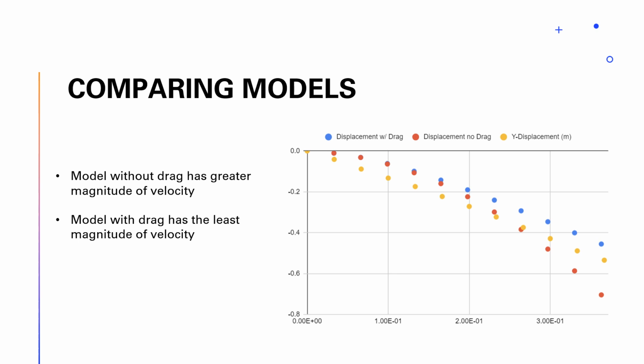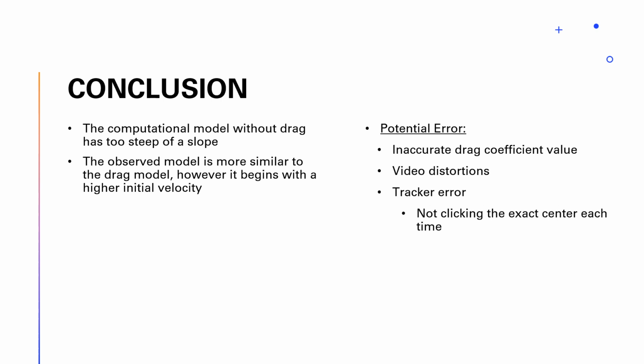So when we compared all of the models together, we see that the observational model is in yellow, the model without drag is in red, and the model with drag is in blue. We can see that the model without drag has a greater magnitude of velocity, and the model with drag has the least magnitude of velocity.